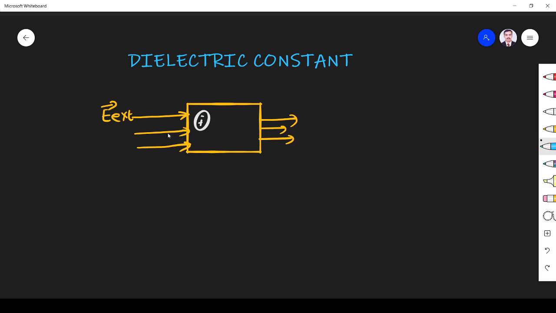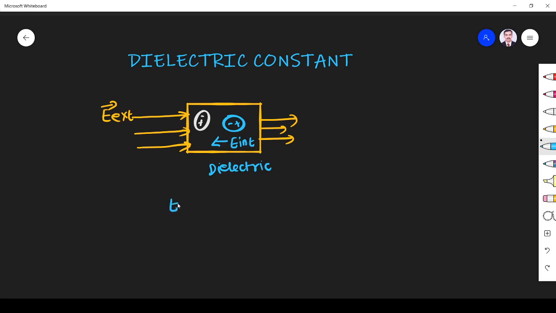We know that when we keep a dielectric, let us assume this is our dielectric, in an external electric field like this, what happens? The charges align along the direction of the field. That we studied in dielectrics. They change alignment like this, and it undergoes polarization. Hence, an internal electric field is induced. This electric field opposes the external electric field.